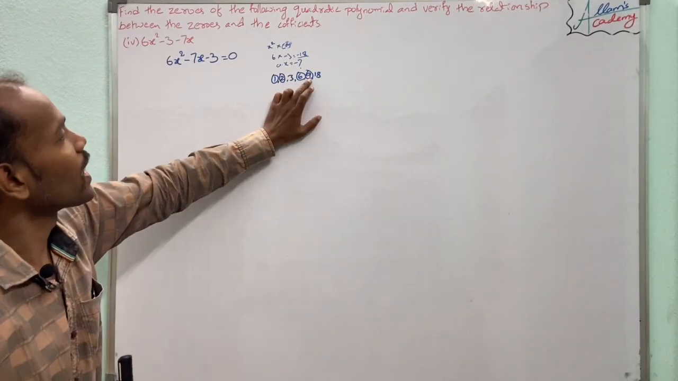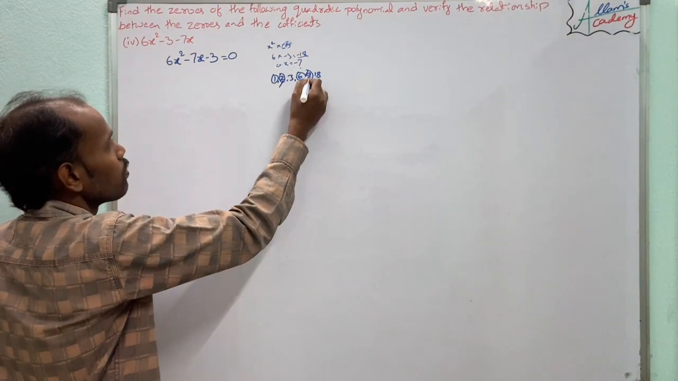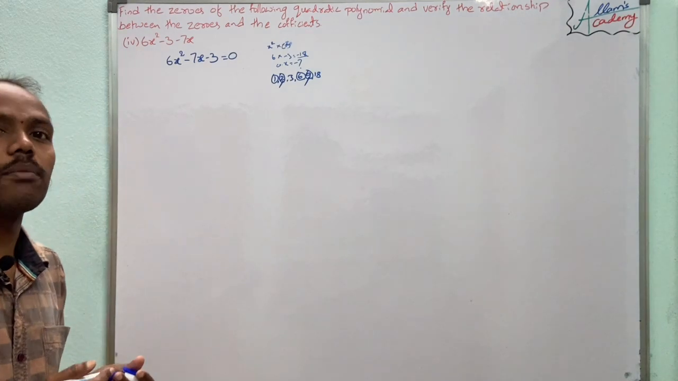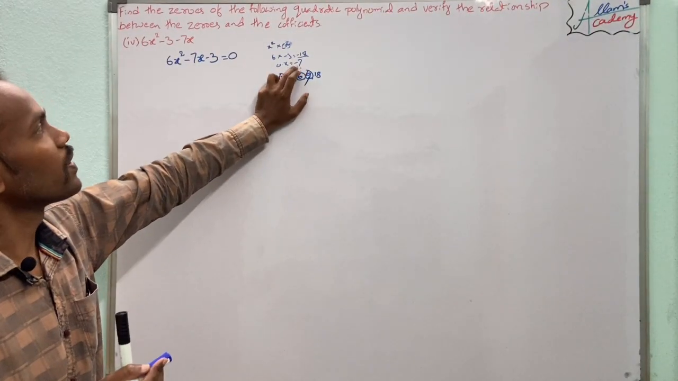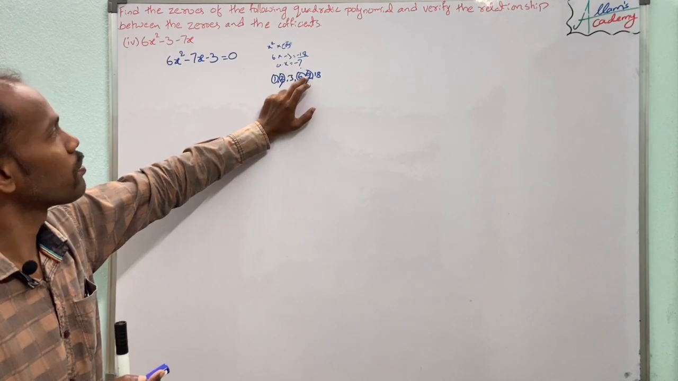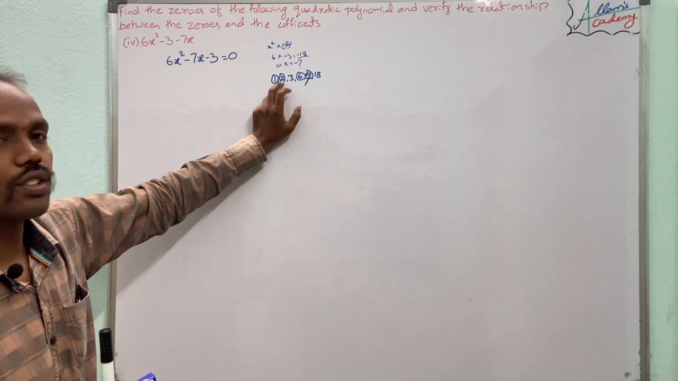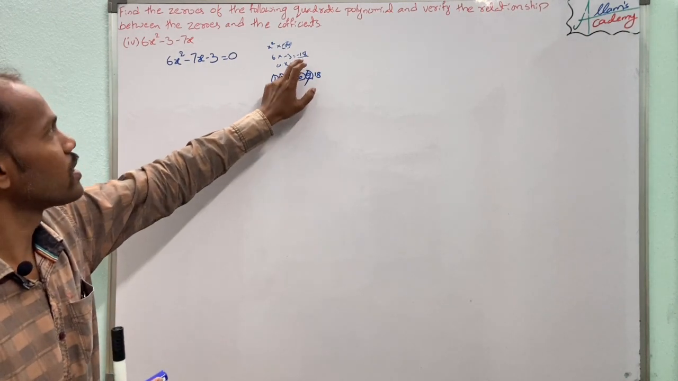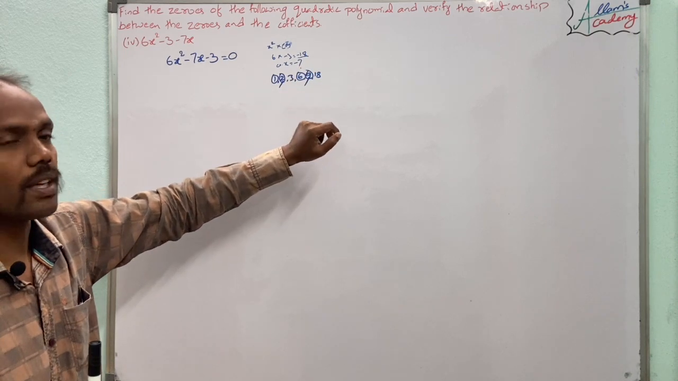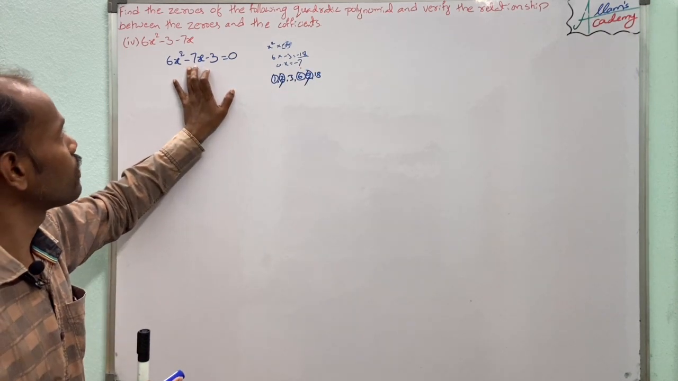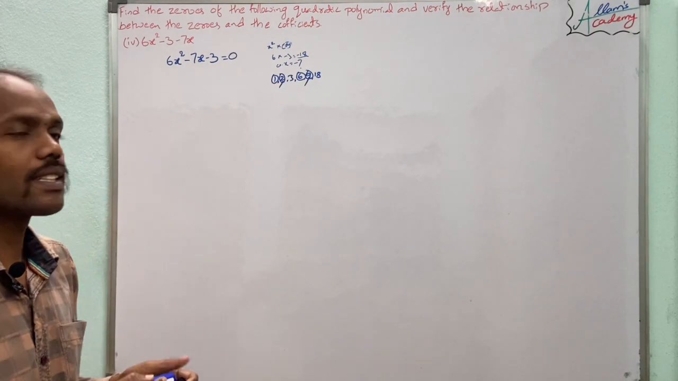So if we take 2 and 9, their product is 18 and their difference is 7. But we need minus 7, so we put the minus sign on 9: minus 9 times plus 2 is minus 18, and minus 9 plus 2 is minus 7. So in place of minus 7x, we take minus 9x plus 2x.